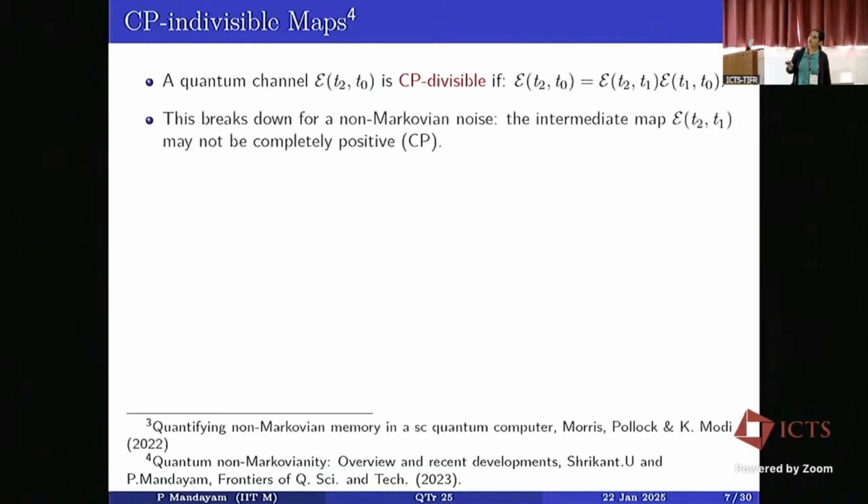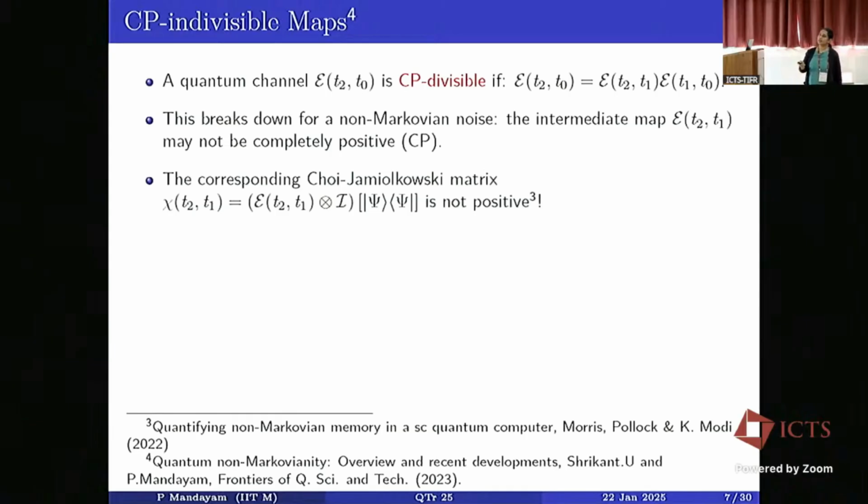And of course, this breaks down when we have these negative decay rates in the master equation, and this leads to a signature of non-Markovianity, where you could have intermediate maps, like the map from T1 to T2, being not completely positive, right? There's also a distinction that in the literature they make between positivity divisible versus CP divisible, etc. So we'll not get into all of that.